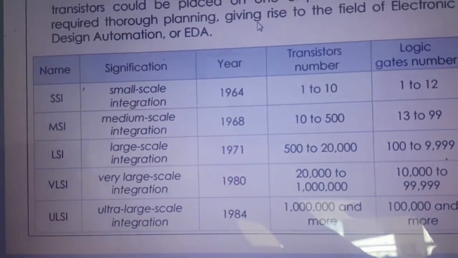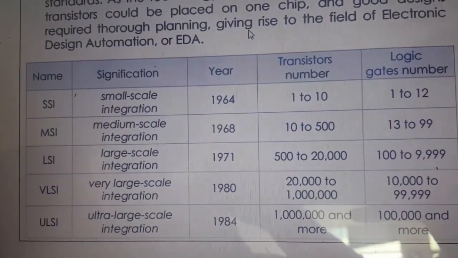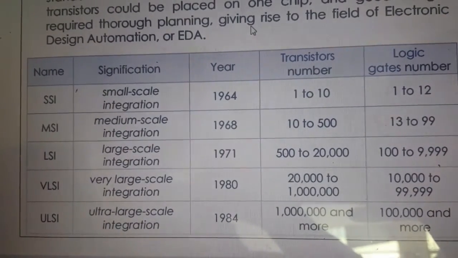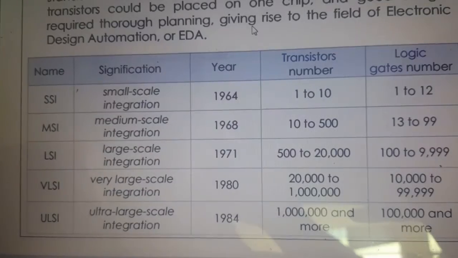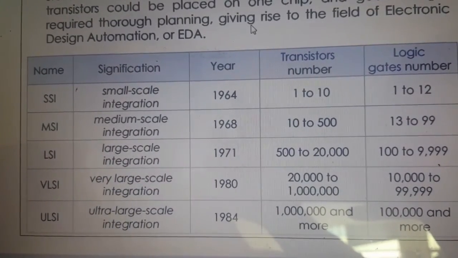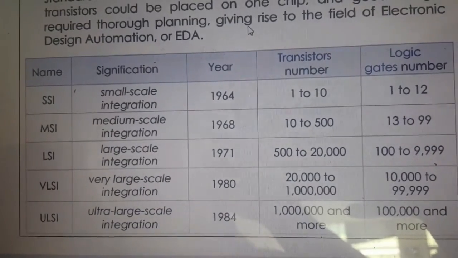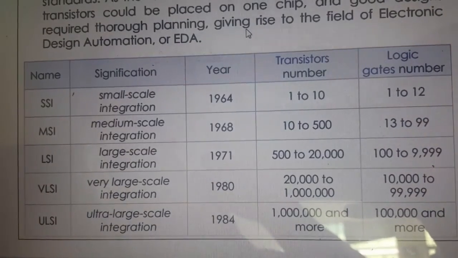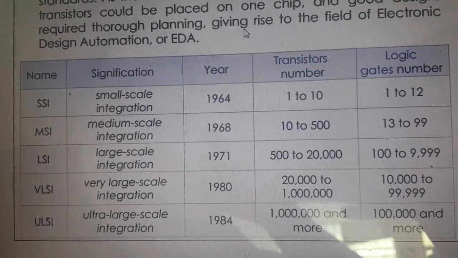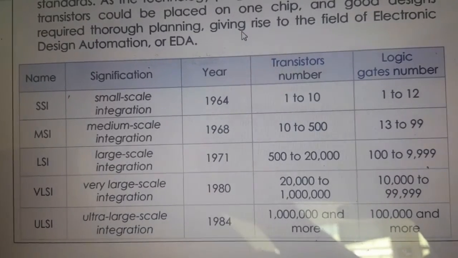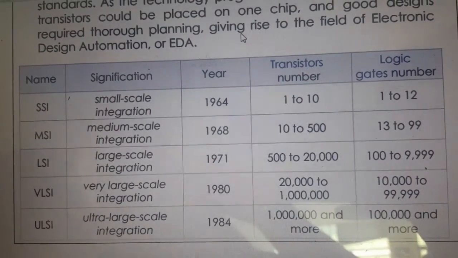Now, as you can see, this is a table on the scale of integration. Start from SSI, or small scale integration, introduced in 1964. Transistors can range between 1 to 10. Next is MSI, medium scale integration, introduced in 1968. The number of transistors ranges from 10 to 500, with logic gates of 13 to 99.